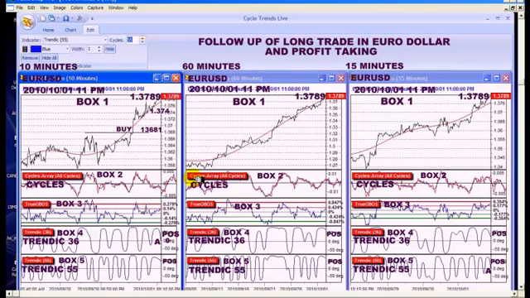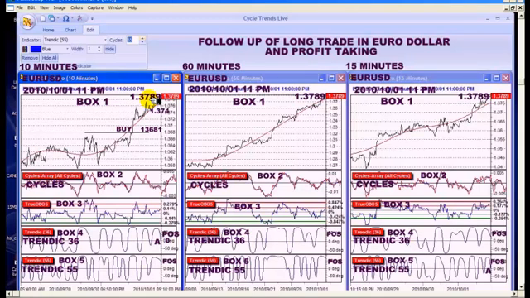Now, what do we see? We see the following. Here we have in box 1 the 10-minute period. Remember, we went long as the resistance line was penetrated at 1.3681. It went through here, and at 11 p.m. it had already risen to 1.3789 to give the trader a substantial profit.